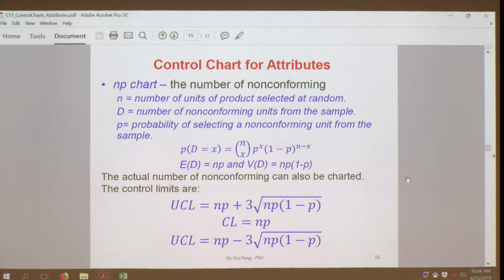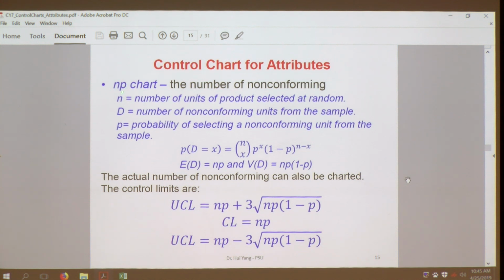N is the number of units selected at random. That means the sample size. When you take a sample, what is the size of your sample? D is the number of non-conforming. And P is the probability of selecting a non-conforming unit from the sample. So it's like we select X out of N, and this is non-conforming, and this is conforming. So then we have the expectation and also the variance.